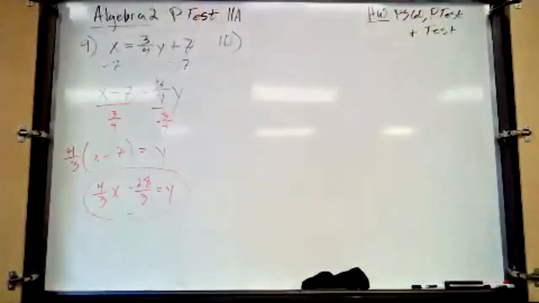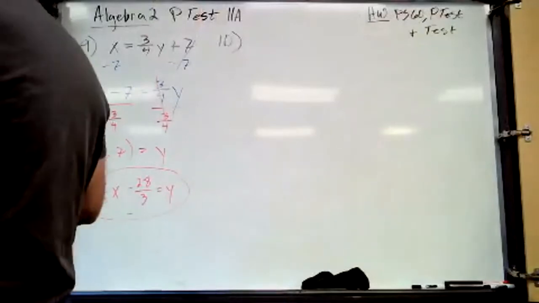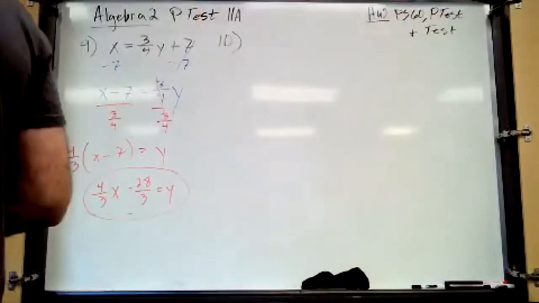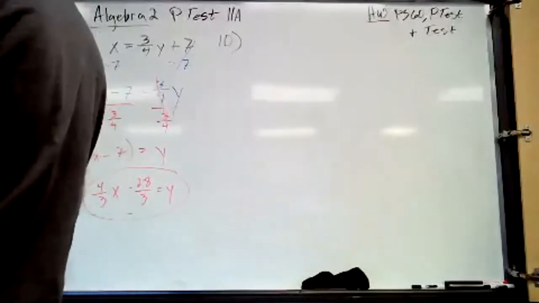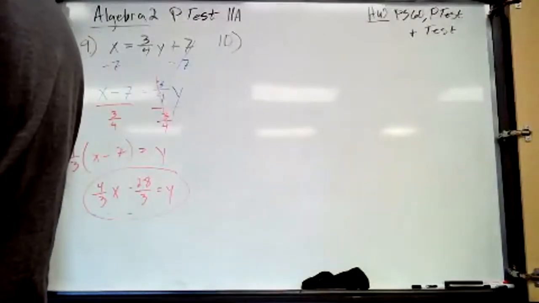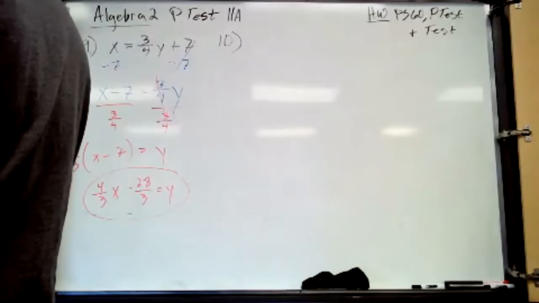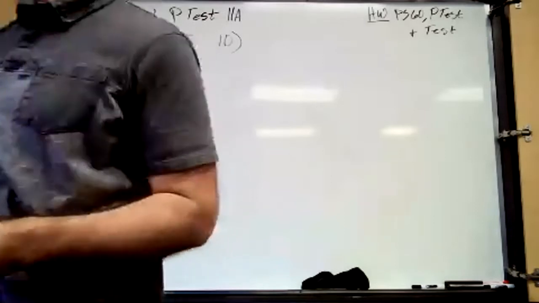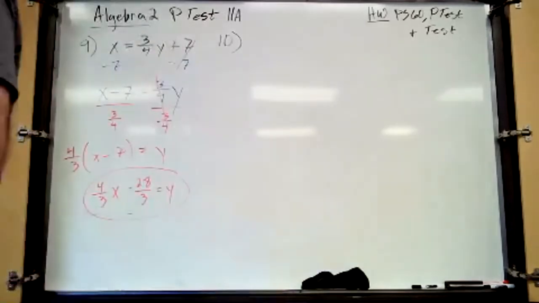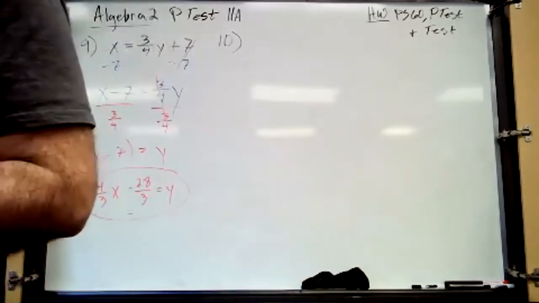Number 10, a baker is making pastries to sell at a fair. A small pastry costs $1.50 to prepare. A large pastry costs $2.50. Okay, so this is the one that we skipped, so we're going to skip this. Finding the limits. If you want to do it for extra credit, you can.